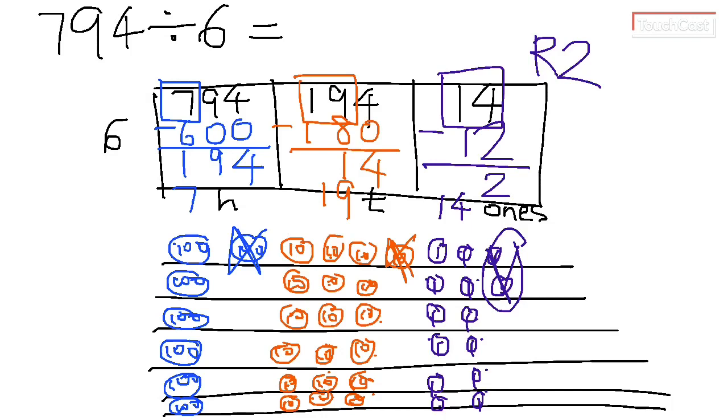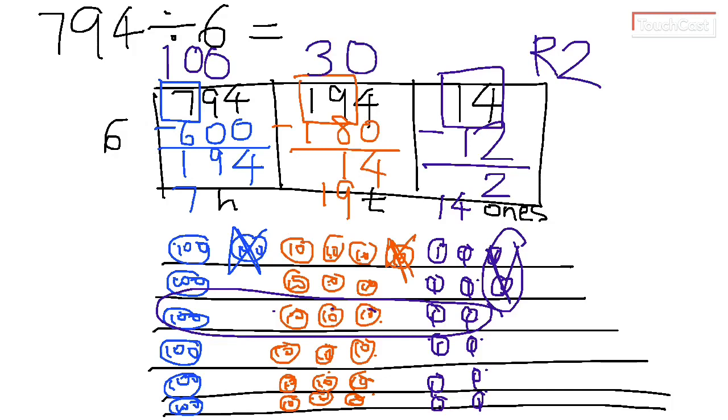Now let's get this answer. You can choose any person, any group. I'm choosing this one for no apparent reason other than the fact that it's in the middle. I have 100 in the hundreds place. I have 10, 20, 30 in the tens place. And I have 2 ones, 1, 2 in the ones place. Your answer is, I'm going to write it off to the side because it's getting crowded up there, 132, remainder 2.